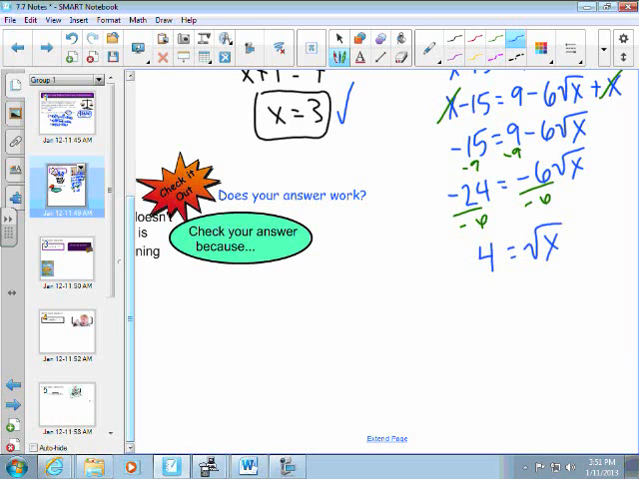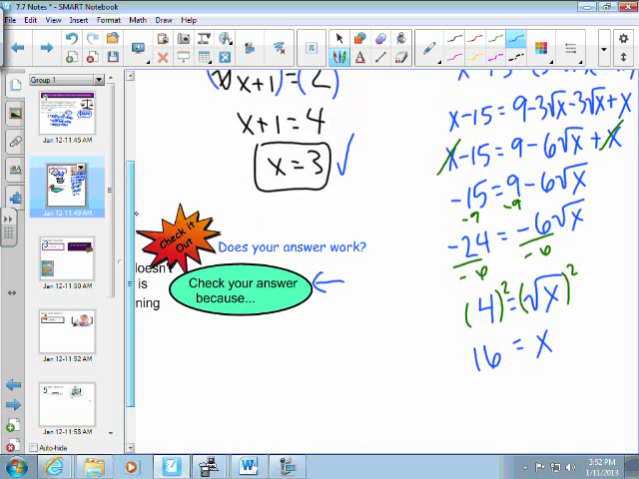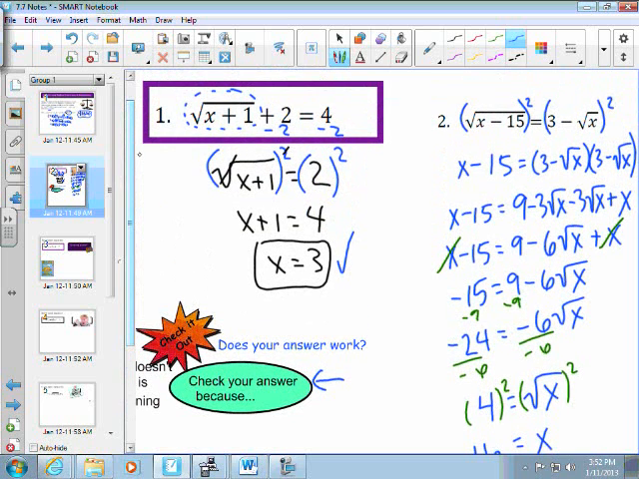All right, how do we undo a square root? We did it already. Square both sides. And it looks like we get an answer of 16. Now again, check your answer. We need to go back and check. Does 16 actually work if we put it back in the original problem? Let's find out.